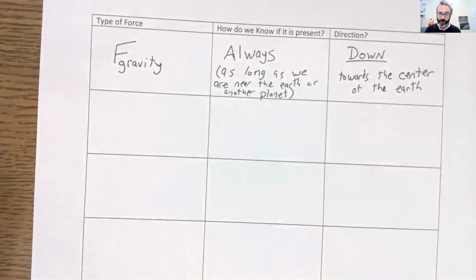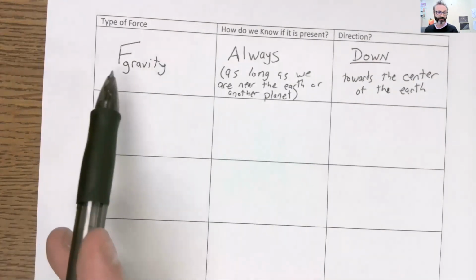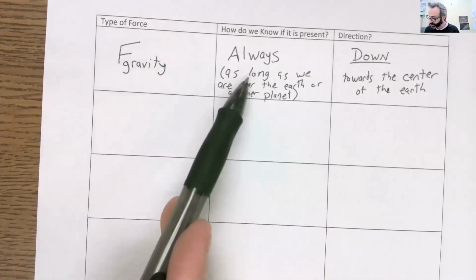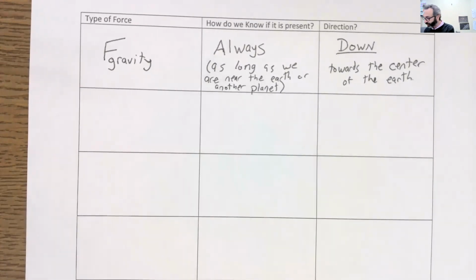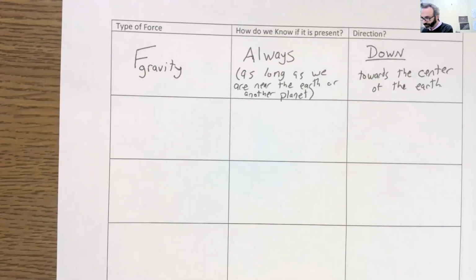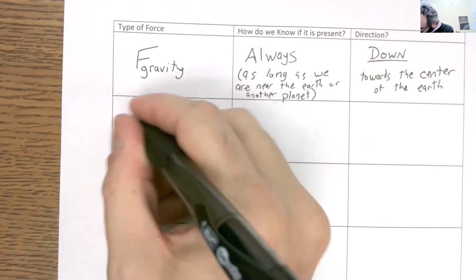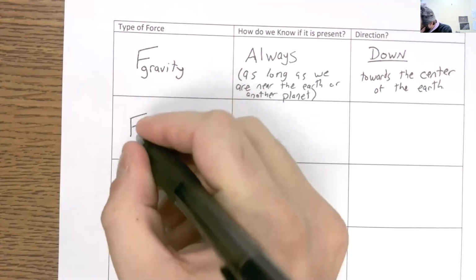So when we're looking at our free body diagrams, the first thing to ask ourselves is, is there going to be gravity? And the answer is almost always going to be yes. So we put a down arrow on the free body diagram for the force of gravity. Okay? And again, stop me if you have any questions.